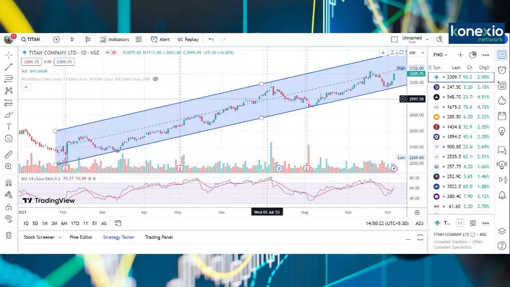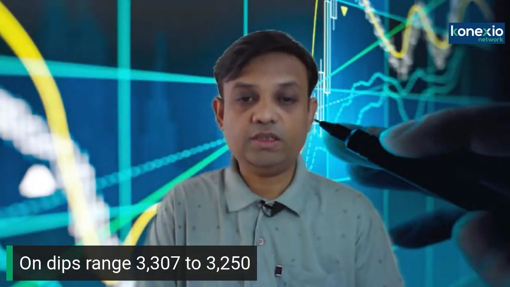So short-term investors, swing investors, positional traders, even long-term investors can accumulate the stock Titan in the range of 3,309 and on corrections to 3,250 for an upside target of 3,650 for short to medium term. Short to medium term means the next couple of months, maybe 2 to 3 months. So definitely, the stock can rally once it breaks this rising channel, but we have taken a conservative target of 3,650. So again, I would like to highlight that swing traders, positional traders, and investors can accumulate the stock in the range of 3,307 and on dips to 3,250 for an upside target of 3,650 for short to medium term.